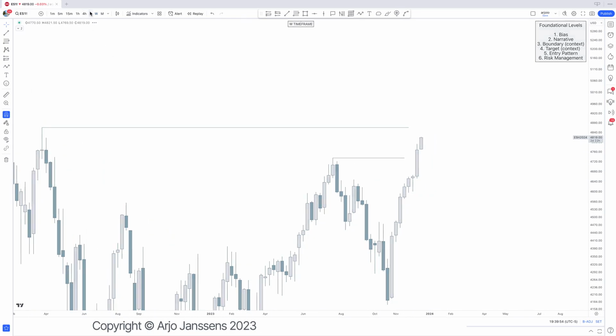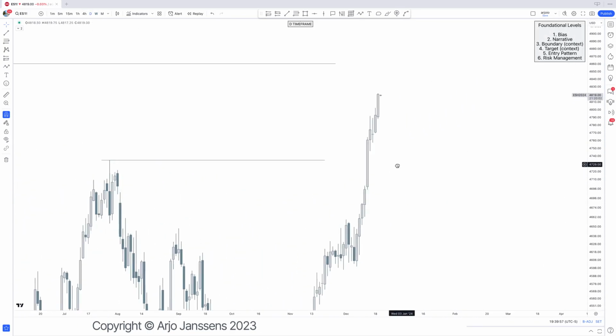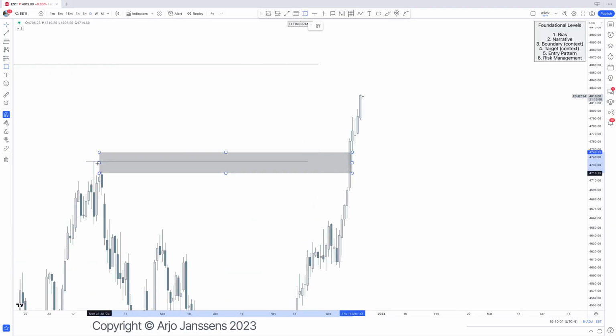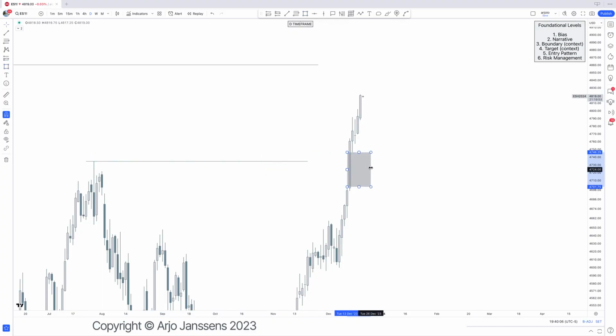So we can go into the daily time frame. What is happening on the daily? Well, on the daily, we do have this daily fair value gap right there. It's a little bit higher than the monthly high that we had right there. So we can mark it out.